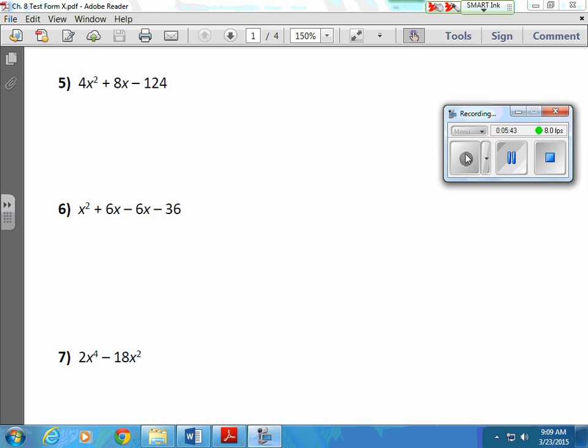On number 5, the number in front of your squared term is not a 1. So you can do this two ways. You can take 4 times negative 24 and put that here, negative 124 [sic], and then try to find out what's going to add to positive 8. Or you might notice that all the coefficients are divisible by 4. So you could factor the 4 out, and you'd be left with x squared plus 2x minus 31.